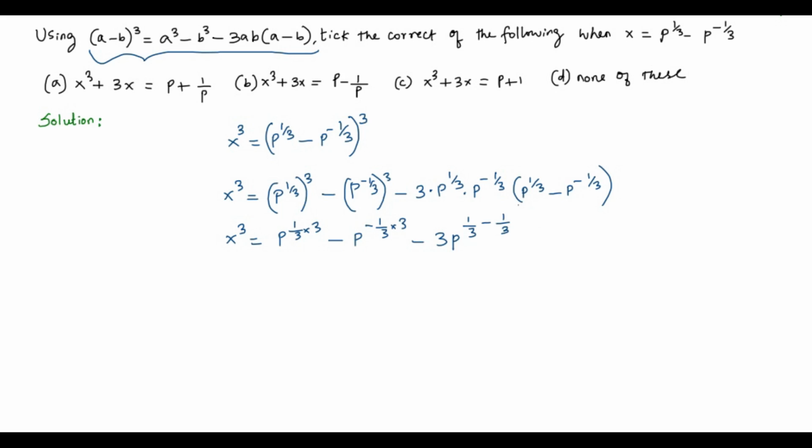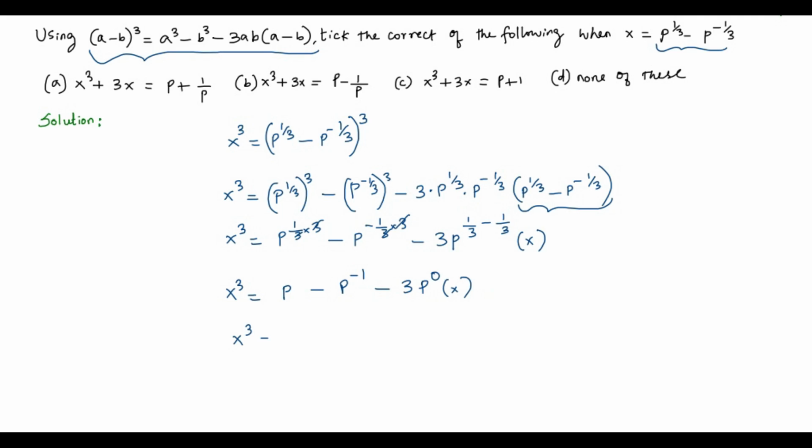And one more important thing we can notice, here we have p to the power of 1 by 3 minus p to the power of minus 1 by 3. That is nothing but the expression which is equal to x. So instead of this, we can take x. So x cube is equal to, you can cancel this 3 and this 3, the same here, we get p to the power of 1 can be taken as p, minus p to the power of minus 1, minus 3 times p to the power of 0, because 1 by 3 minus 1 by 3, times x.